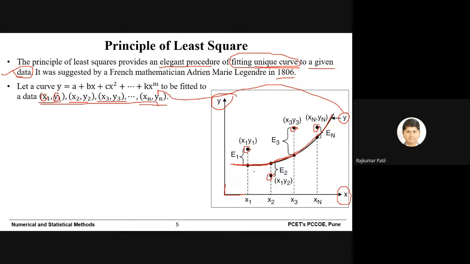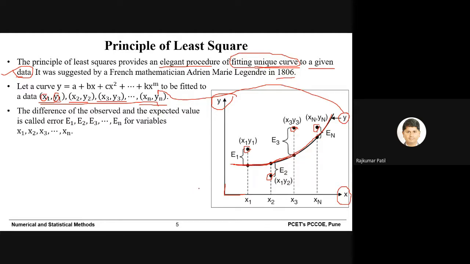And when you plot this curve, what is very important? The error. And what is that error? The actual point which is here and the corresponding point which is on the curve. So whatever difference between the actual point and the corresponding point on the curve is nothing but the error. That error should be as minimum as possible. So that care we need to take while drawing a curve or fitting a curve to the given data set.